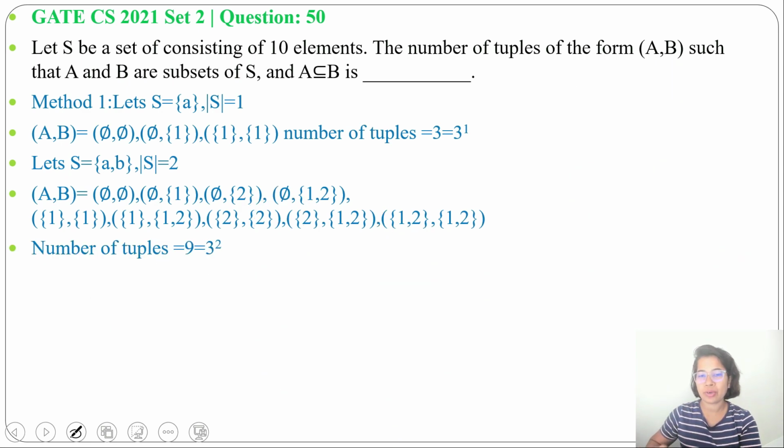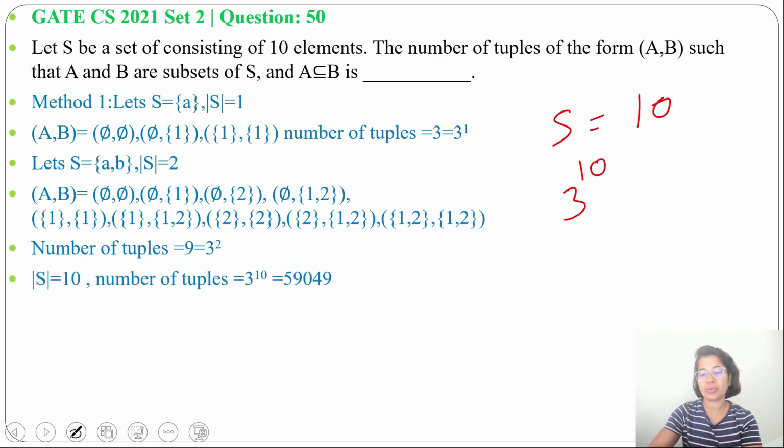So from this we get an idea that for S cardinality n, the number of tuples will be 3 power n. For S cardinality 1, the number of tuples possible is 3 power 1. For S cardinality 2, the number of tuples possible is 3 power 2. So when S cardinality equals 10, the number of tuples possible equals 3 power 10, and 3 power 10 equals 59049. So the answer will be 59049. This is one method.